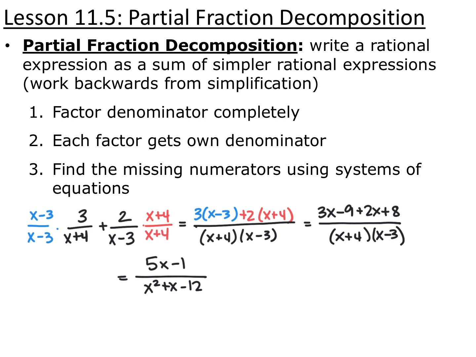So essentially what we've always done is we've always started with 3 over x plus 4 plus 2 over x minus 3 and worked this direction to simplify it into one rational expression, 5x minus 1 over x squared plus x minus 12. Now with partial fraction decomposition, we're going to start with the 5x minus 1 over x squared plus x minus 12 and work backwards, factoring the denominator. Each factor of the denominator gets its own denominator, and then we're going to use systems of equations to figure out what these numerators are. So we're going to go from this one and work backwards to find the sum of rational expressions.